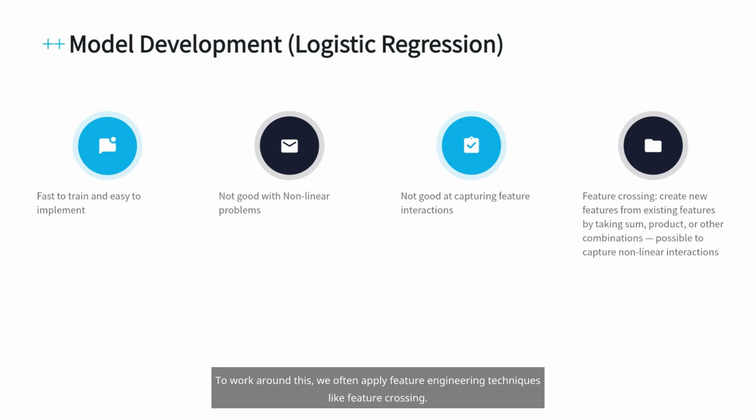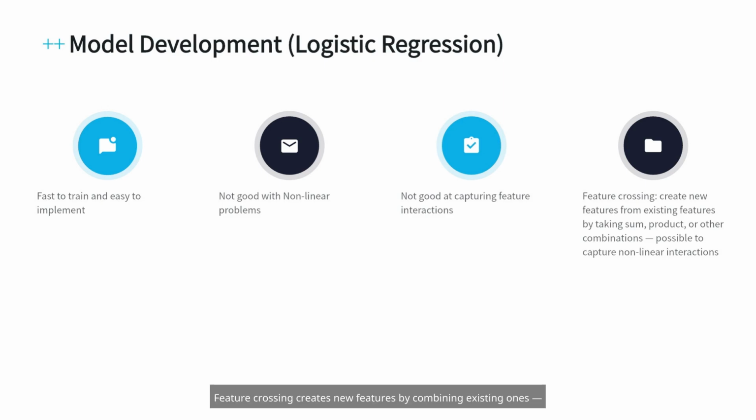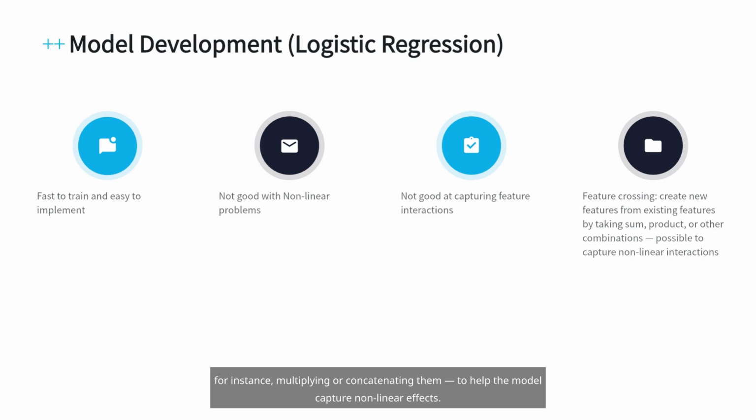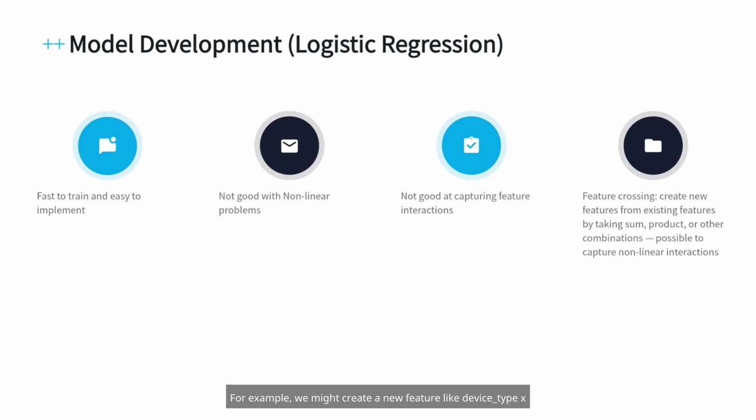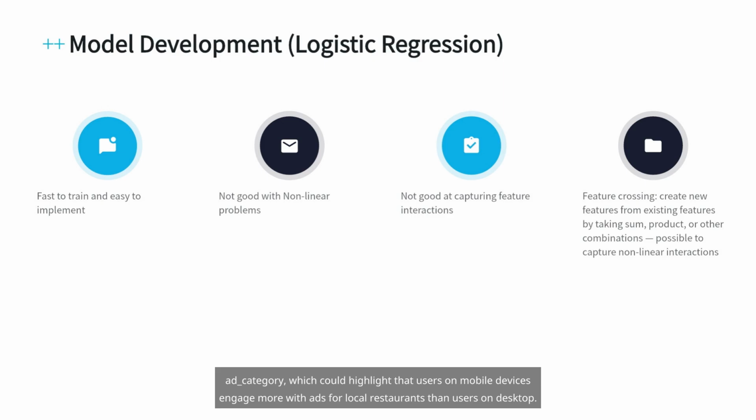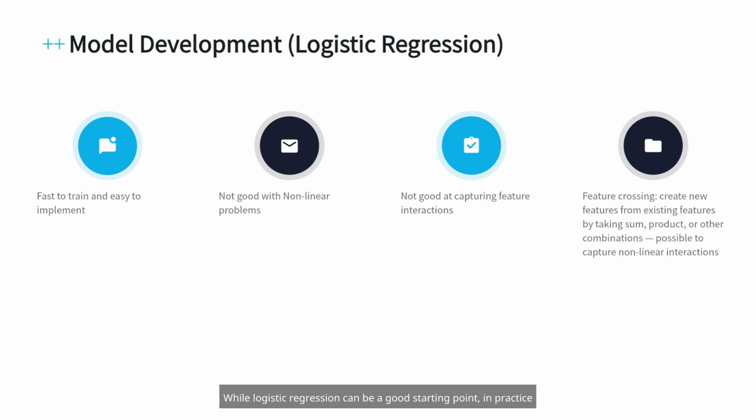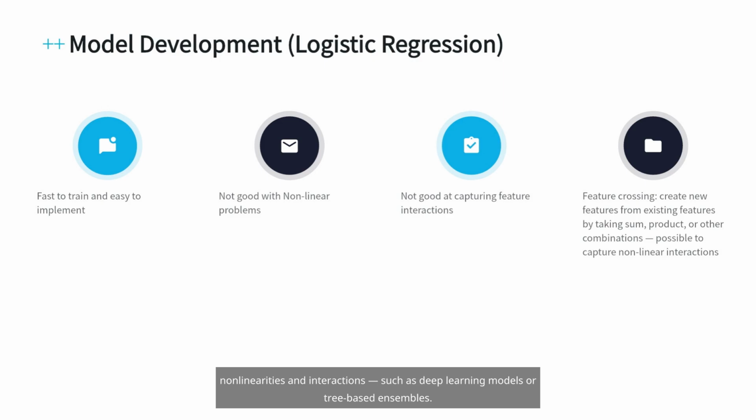To work around this, we often apply feature engineering techniques like feature crossing. Feature crossing creates new features by combining existing ones, for instance, multiplying or concatenating them, to help the model capture nonlinear effects. For example, we might create a new feature like device type X ads category, which could highlight that users on mobile devices engage more with ads for local restaurants than users on desktop. While logistic regression can be a good starting point, in practice, we often combine it with richer models that can better capture nonlinearities and interactions, such as deep learning models or tree-based ensembles.